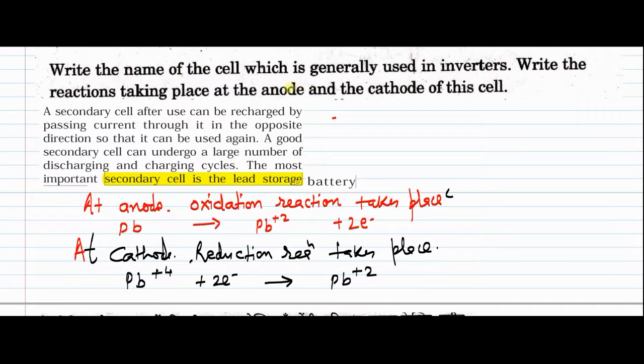Write the name of the cell which is generally used in inverter. The lead storage battery. A secondary cell after use can be recharged by passing current through it. This is a secondary cell. A good secondary cell can undergo a large number of discharging and charging cycles. The most important secondary cell is the lead storage battery.